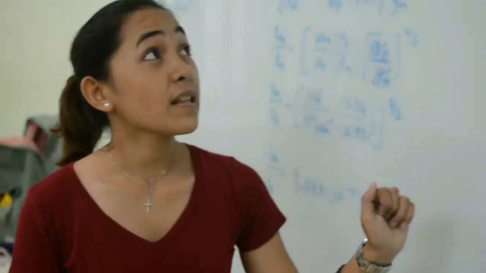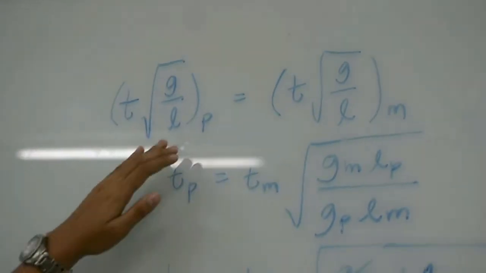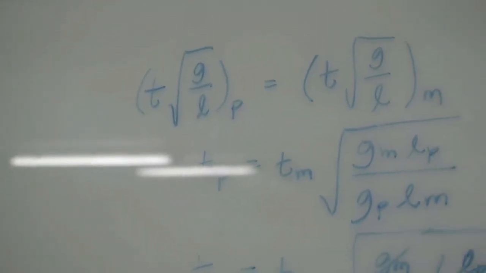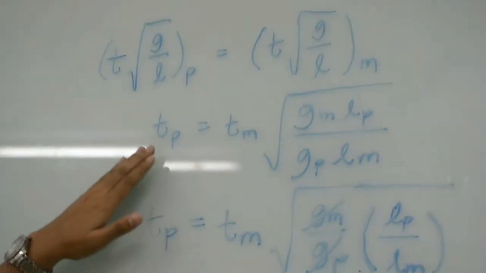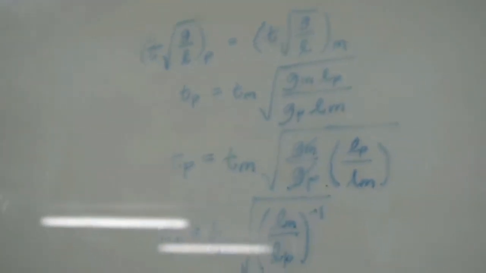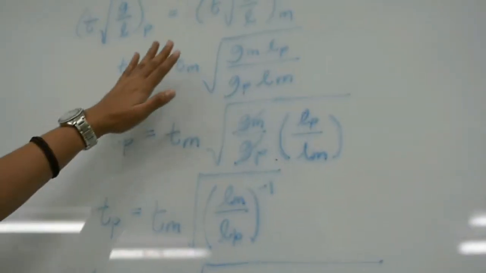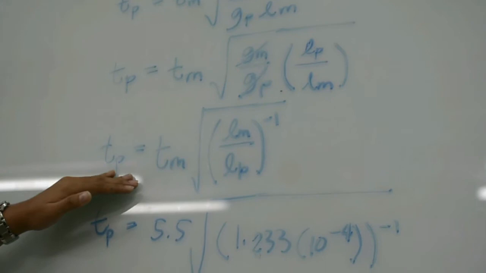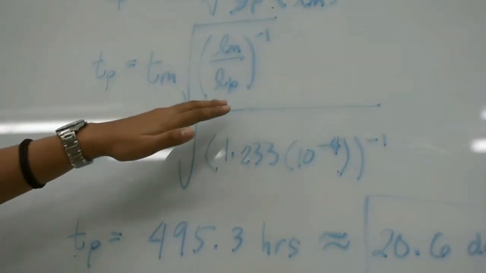So, to solve for the time, which is the unknown, equate the same expression for the prototype and for the model using the first pi group. So, simplify in such a way na makakuha kang value sa time, sa prototype, na magamit nimo ang atong nasolve na length na rate. So, simplify further, makakuha pa old expression nga, tp is equal to tf square root of lm over lp raised to the negative 1.